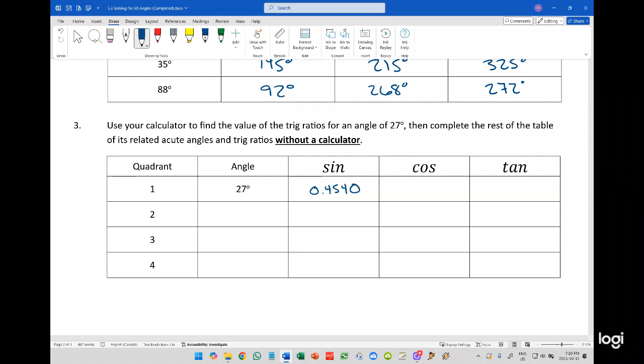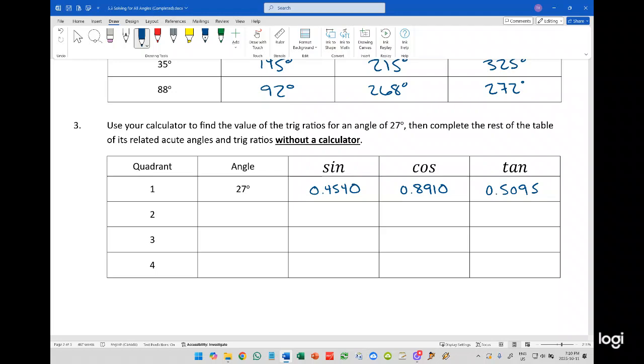The cosine is 0.8910. And the tangent is 0.5095. Okay, so that we did with our calculators.